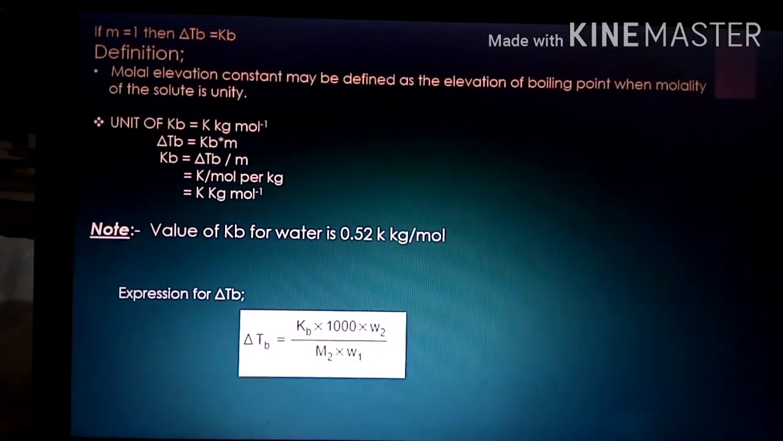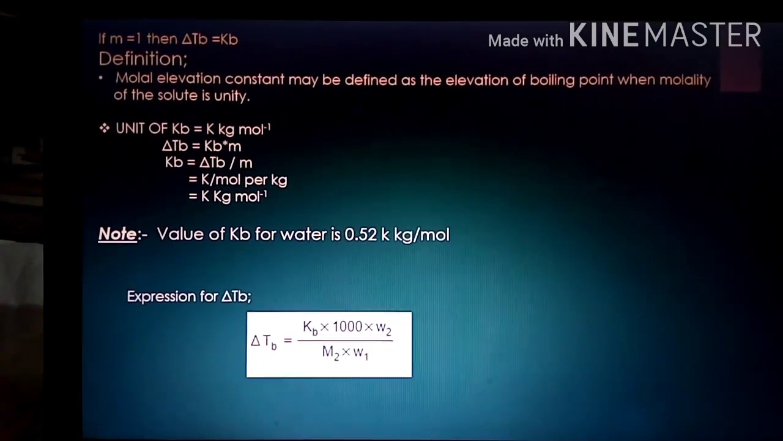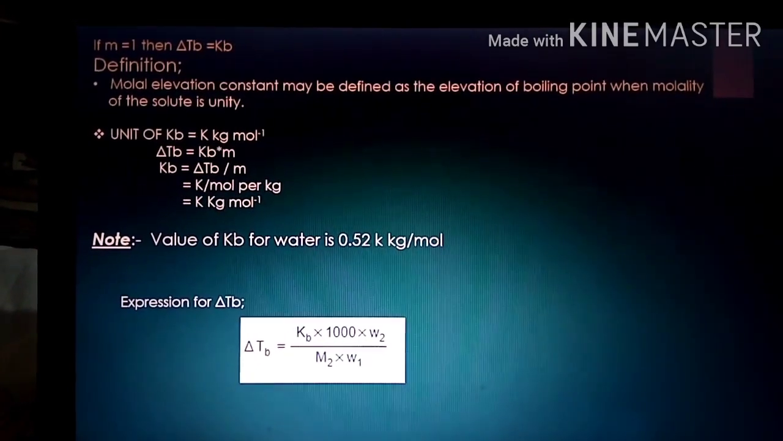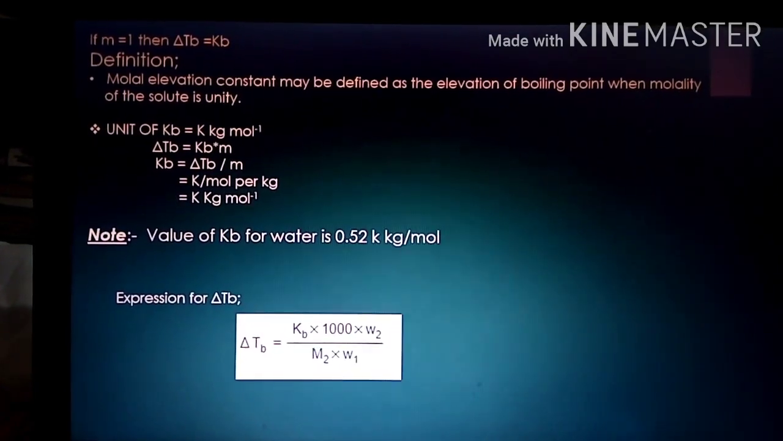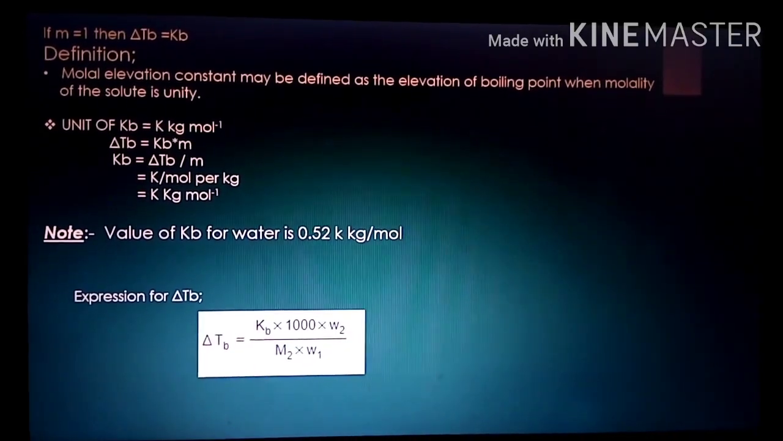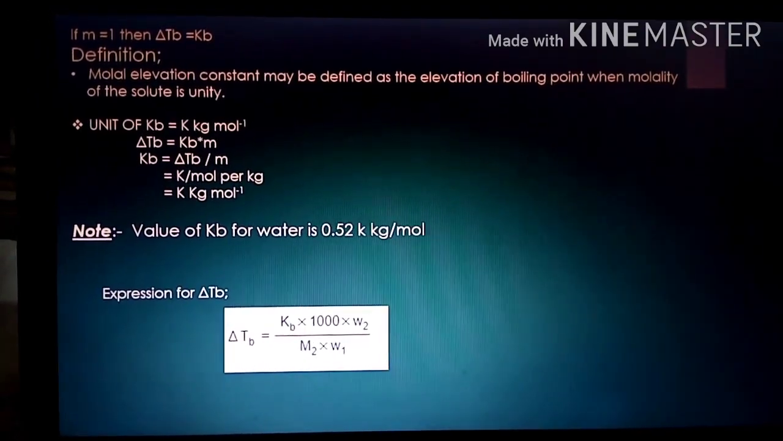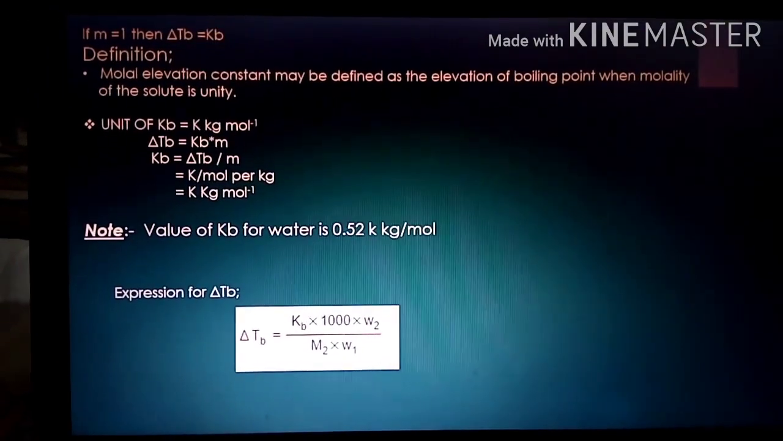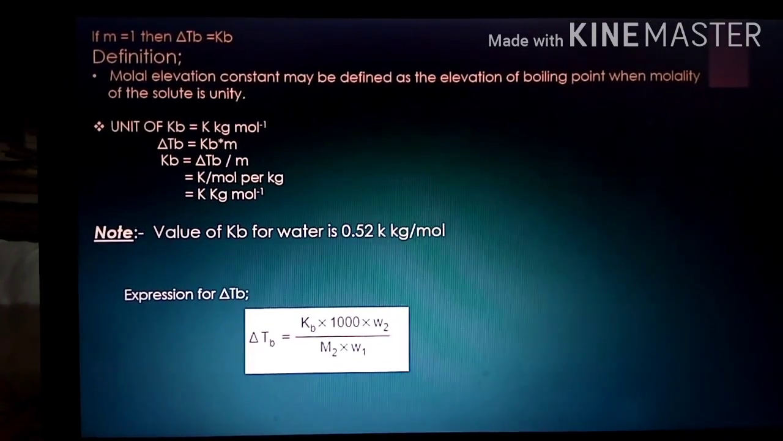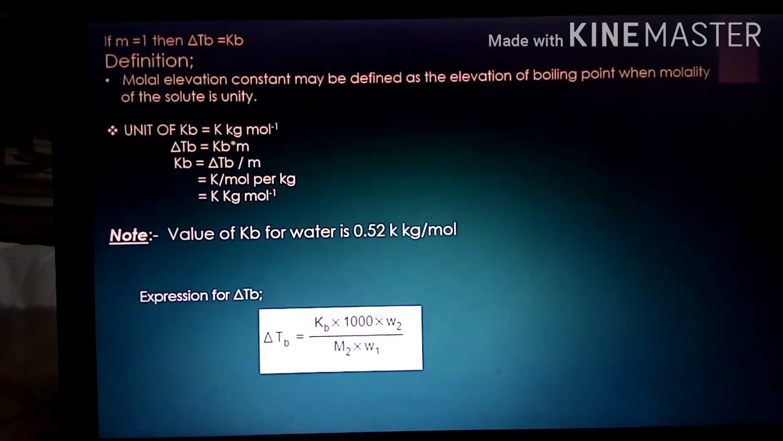Now further know about it. If molality is equal to 1, then delta TB equals Kb. What does it mean? If the molality of the solution is 1, then the elevation in boiling point becomes equal to the molar elevation constant or ebullioscopic constant. Now let's see its definition. Molar elevation constant may be defined as the elevation of boiling point when the molality of the solute is unity. Unity means 1.